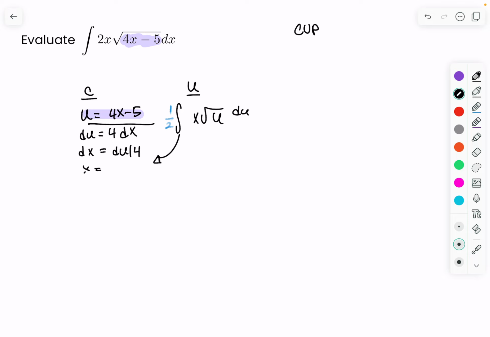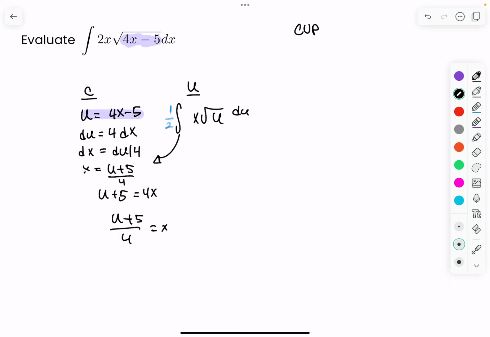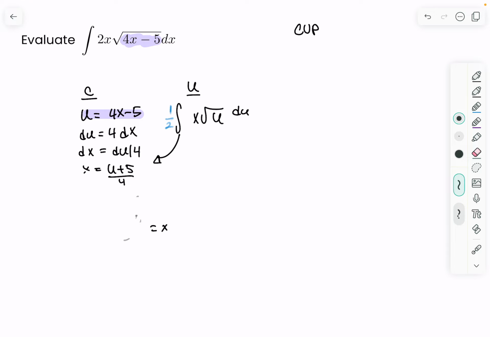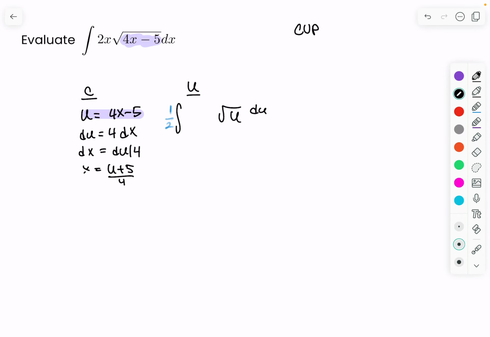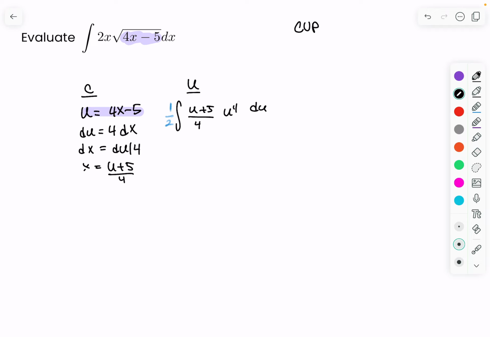So in this case, I take this and solve for x. u plus 5 is equal to 4x, and then u plus 5 divided by 4 is equal to x. So then I plug in x over here, u plus 5 divided by 4. And then I can actually rewrite this as u to the 1/2. And then what I would do is distribute.